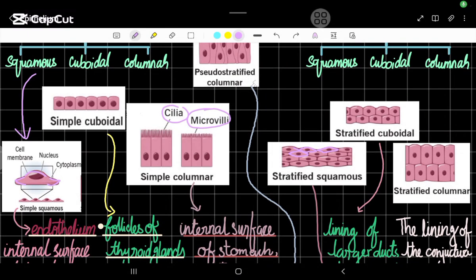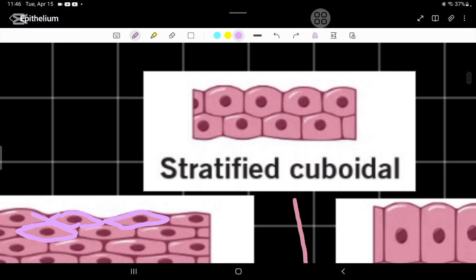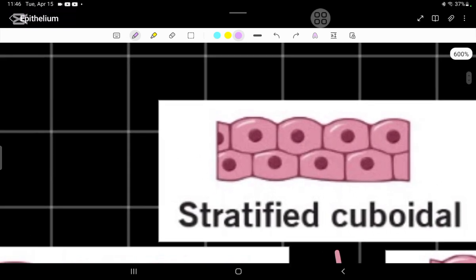The topic of stratified squamous epithelium. Now we will come to the stratified cuboidal epithelium. In order to identify the stratified cuboidal epithelium, we need to be clear that the length and the width of the cells of the stratified cuboidal epithelium are the same.